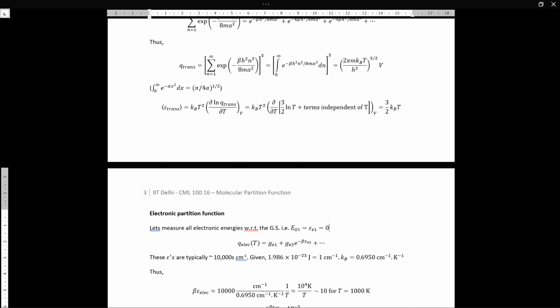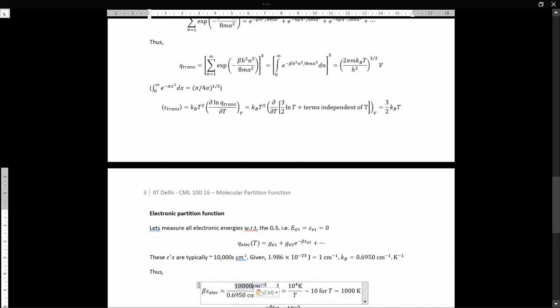Now if you look at the electronic energy levels, you've already seen, we did some examples of 1,3-butadiene. You've also done a lot of spectroscopy experiments with the dyes. You've seen that these are typically on the order of a few tens of thousands of centimeter inverse. Given the fact that 1.986 times 10 to the power minus 23 joules is 1 centimeter inverse, kB comes out to be 0.6950 centimeter inverse Kelvin inverse. Put these values in for beta epsilon electronic, which is typically 10,000.